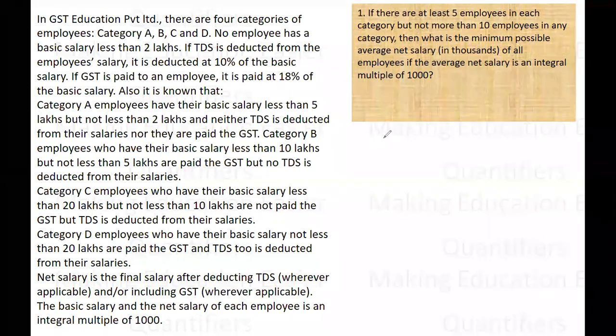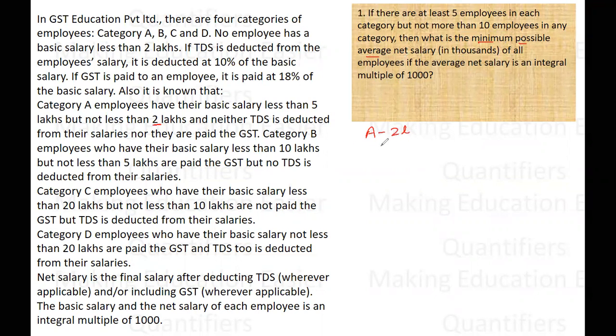Now for category A, the minimum salary is 2 lakh, and we are taking the minimum here. The reason being, we need to find the minimum possible average salary, so that's why we are taking the minimum salary in any category. So for category A, the minimum salary is 2 lakh, neither is GST paid nor TDS deducted, so it will remain as 2 lakh.